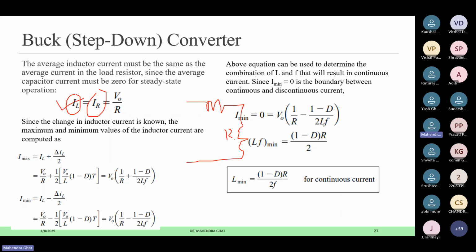Now the inductor current is this one, and this is your average inductor current IL, and this is the I max.